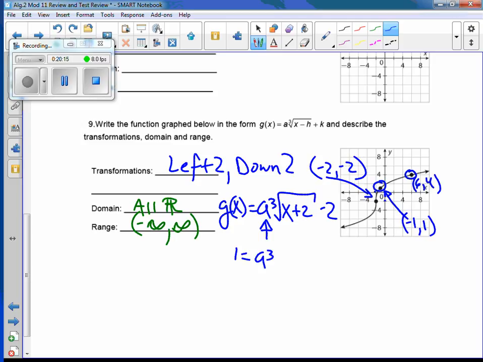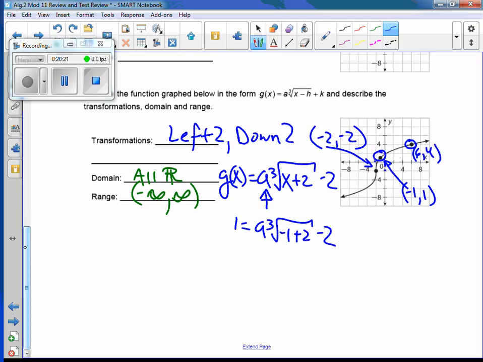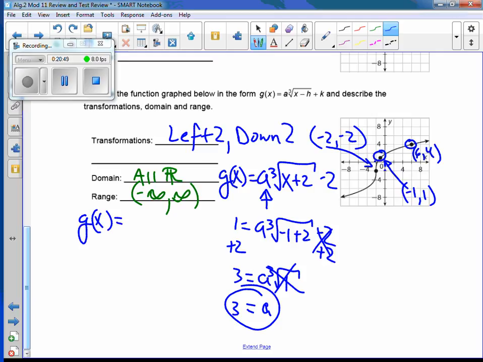So we get a, the cube root of negative 1 plus 2, minus 2. And so if we start solving, let's move this 2 over here. We get 3 equals a, the cube root of negative 1 plus 2 is 1. And the cube root of 1 is 1. By the way, if you have trouble with that, you can always plug that into your calculator. The cube root of 1 is going to be 1. So you're left with a is equal to 3. And so here is the equation. G of x is equal to 3, the cube root of x plus 2, minus 2. And there it is.